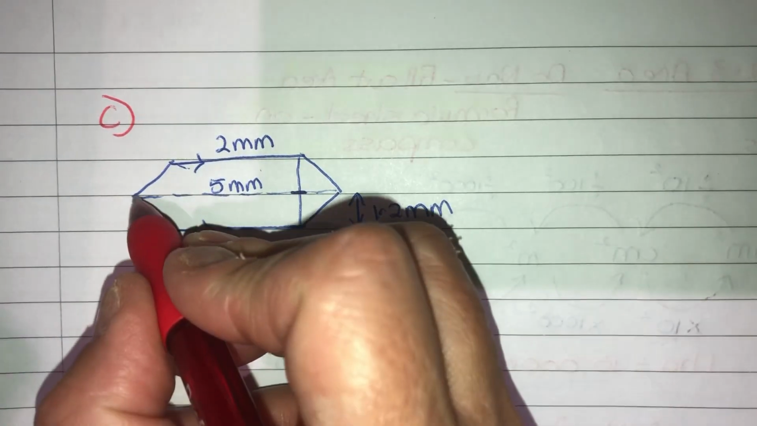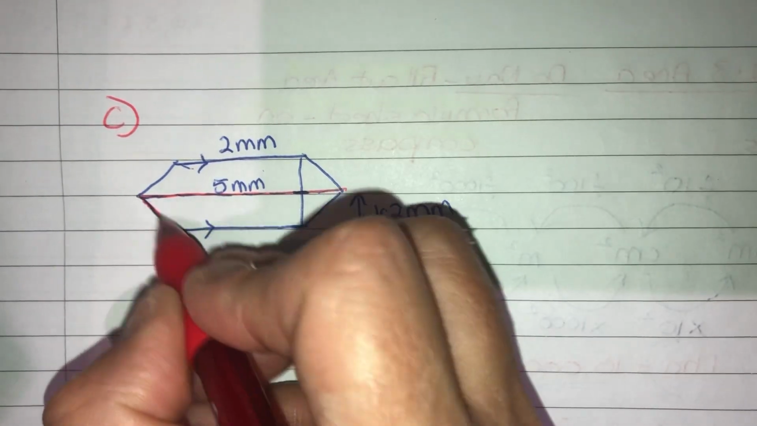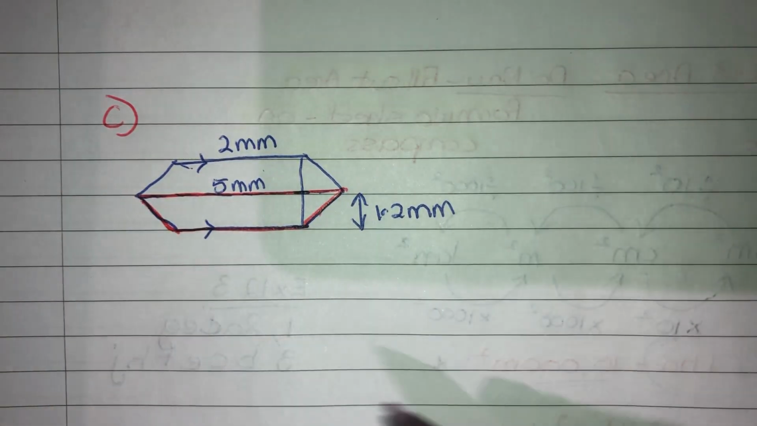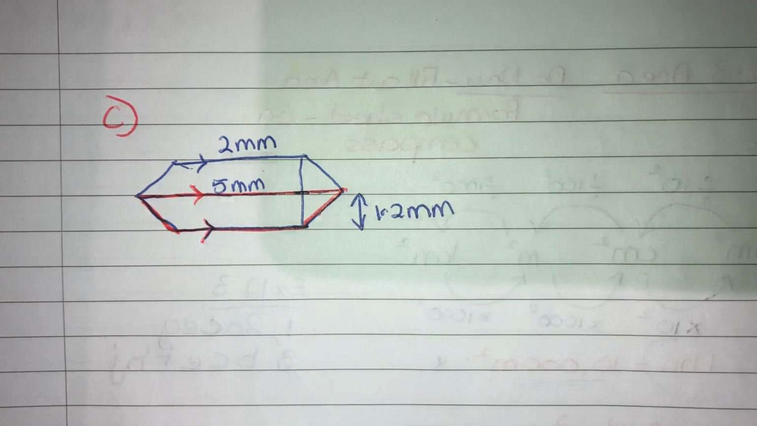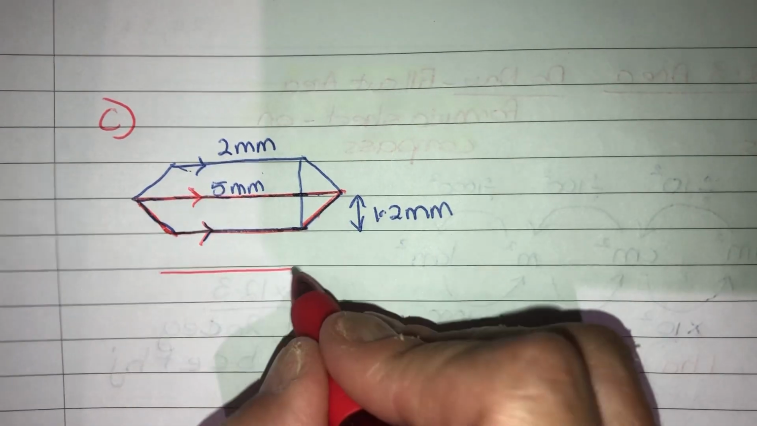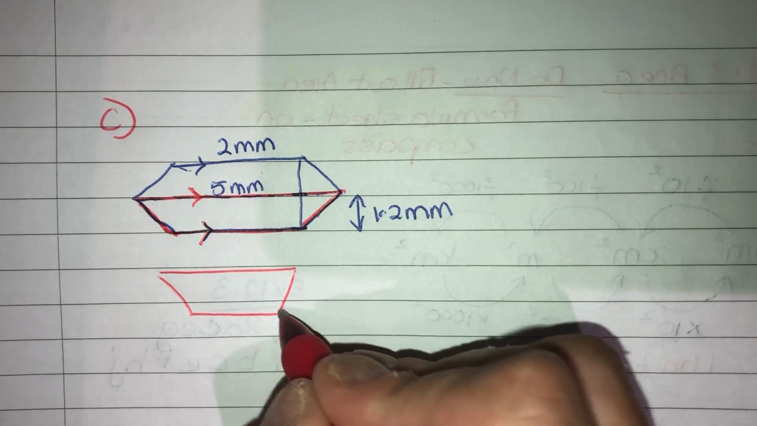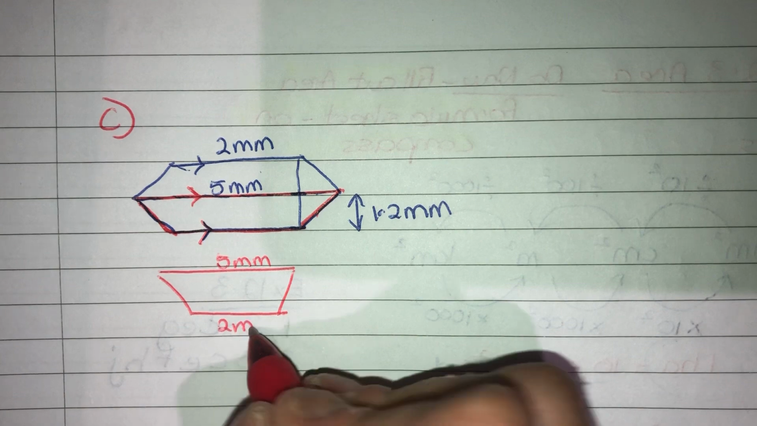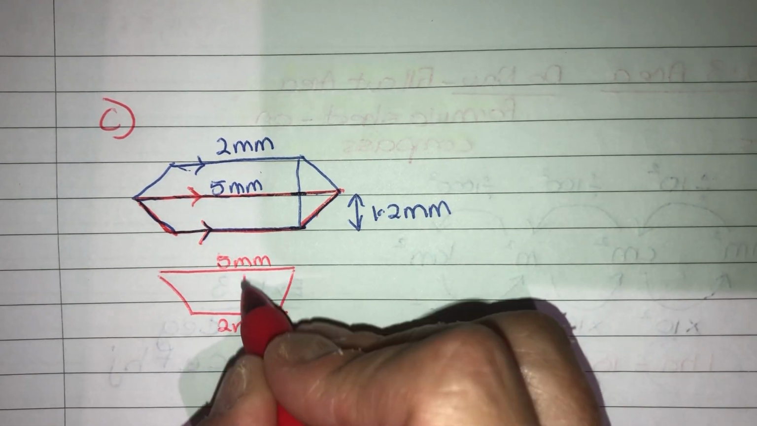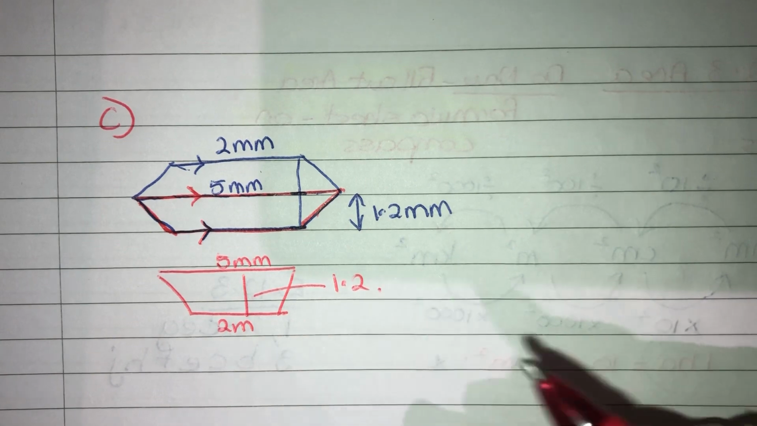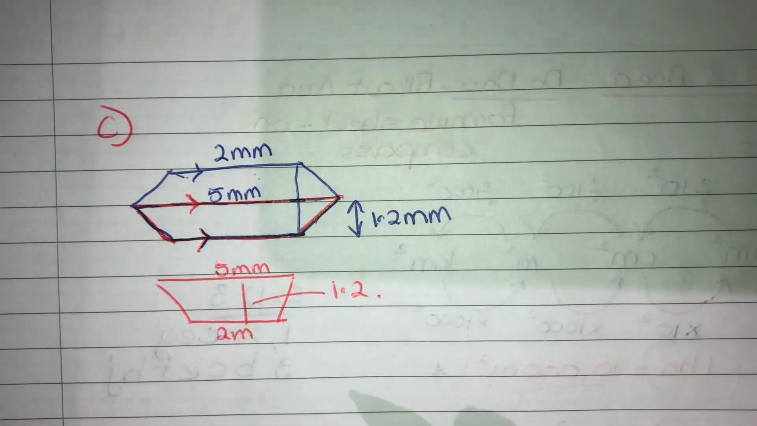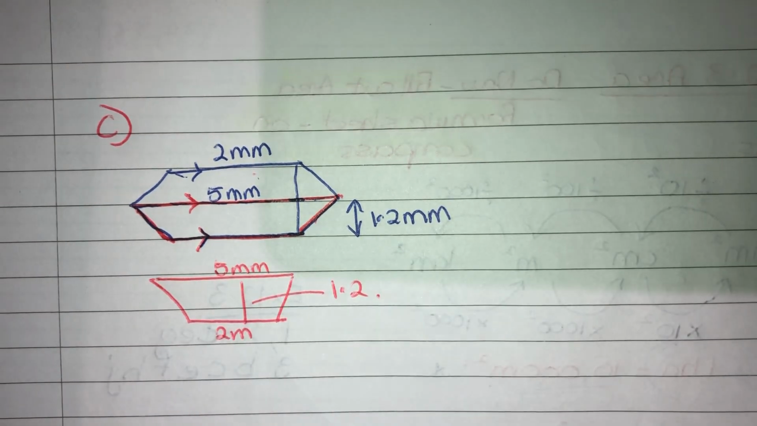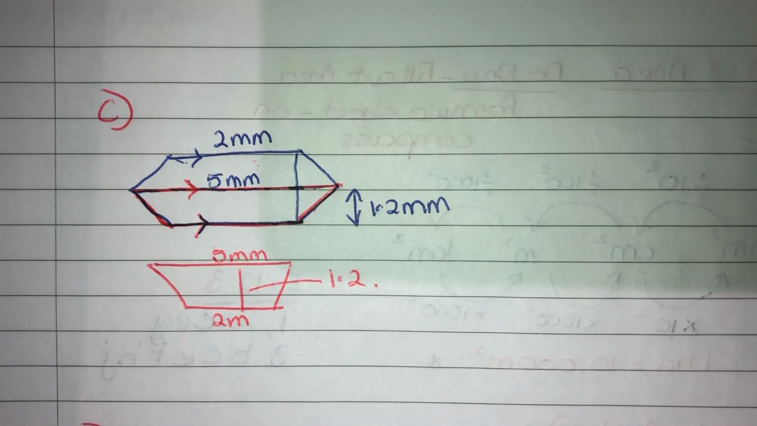All right, so hopefully in your drawing, you can see that one of these here is a what? Hopefully you can see it's a trapezium. Okay, so if I draw it again, I've got 5, I've got 2, and I've got a height of 1.2. But I got another one of those sitting on top. So you work out the area of the trapezium, and then you're going to multiply it by 2.